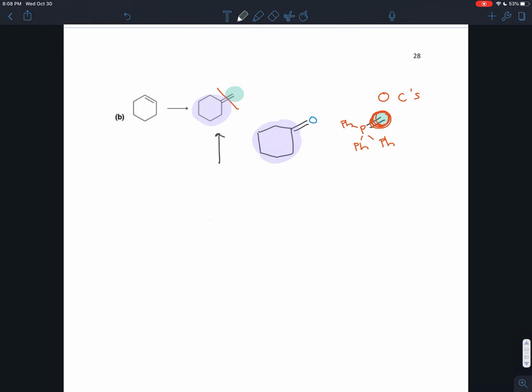If we had those reactants, then we could make this final product. But how can we turn this starting material into this ketone? Well, one thing you'll notice when you compare these is that this starting material has no oxygen, and this ketone has an oxygen. So we have to add an oxygen onto this molecule. In other words, we have to do an addition reaction.